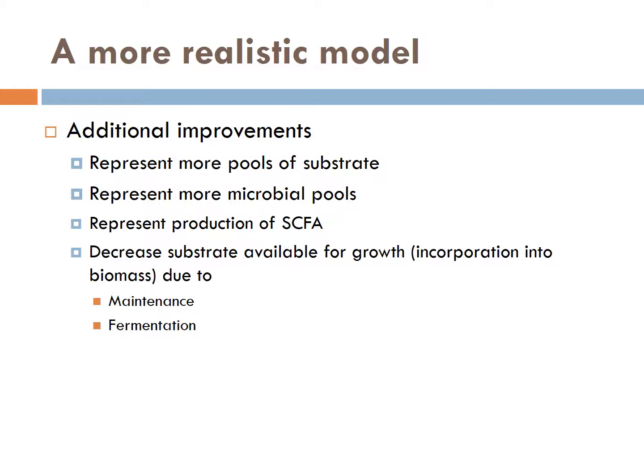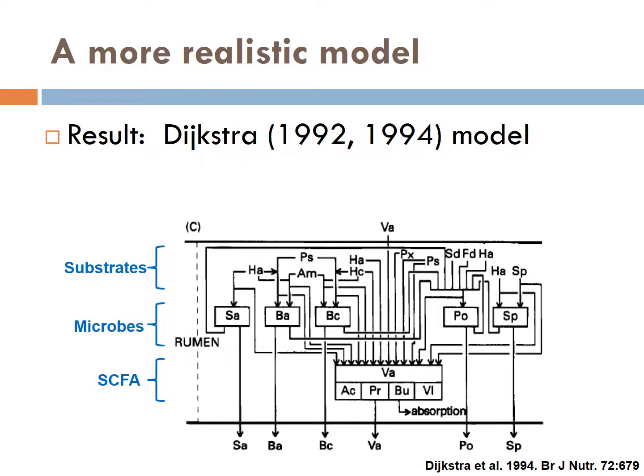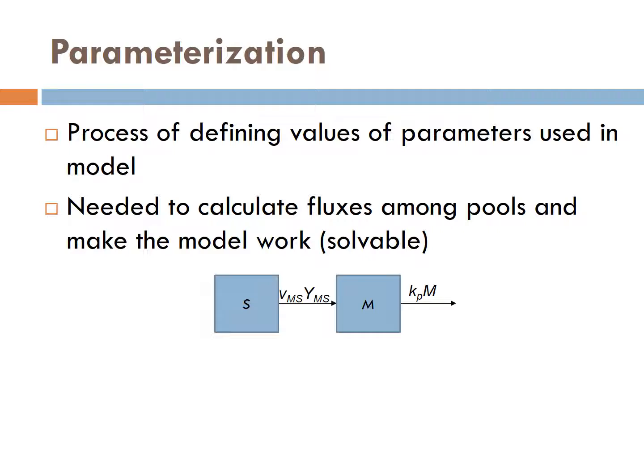We can make additional improvements. We can represent more pools of substrate. We can represent more microbial pools. We can represent production of short-chain fatty acids. And we can decrease substrate available for growth, that is, incorporation into biomass, due to maintenance and fermentation. We won't show these changes in individual detail, but if we make them all, then we get a result similar to the Dijkstra model, which represents multiple pools of substrates, microbes, and short-chain fatty acids, and the fluxes between these pools. Now that we've constructed a model, we need to parameterize it.